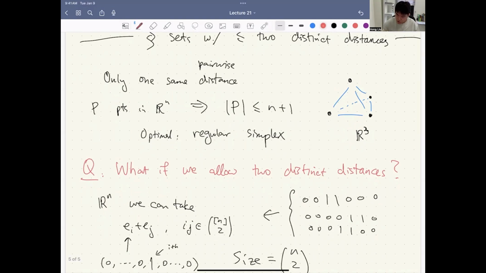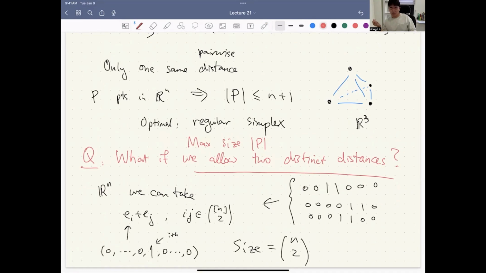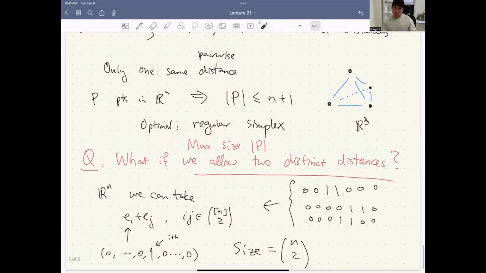So my question is, the maximum size of the set P, which allows 2 distinct distances, is at least n choose 2. We grow from linear to quadratic. The question is, what about the upper bound? We know we can do at least n choose 2. Can we get some upper bound that's not so far from it?